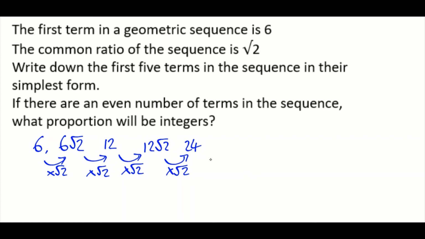If there were an even number of terms, and let's just put one more term in so we could see what we'd have if we had an even number of terms, so that would be 24√2. Well, every other term has got a √2 in it, and every other term is an integer. So half of the terms will be integers and half of the terms will involve surds.